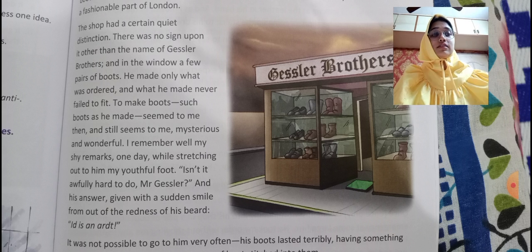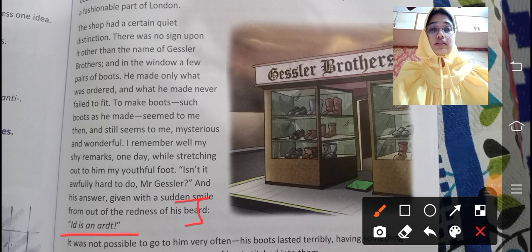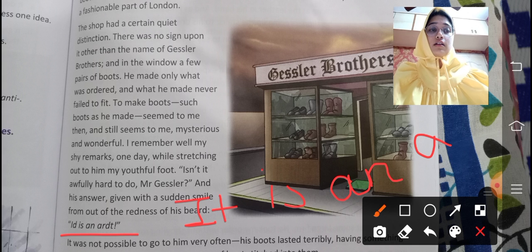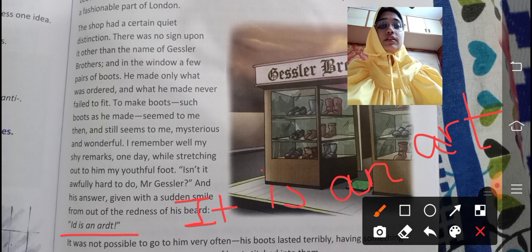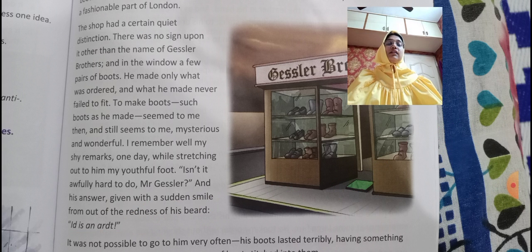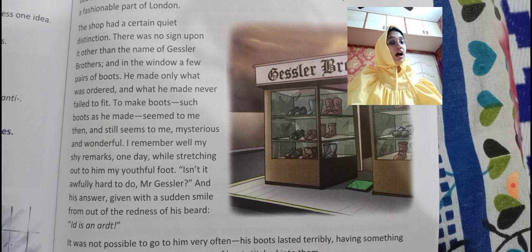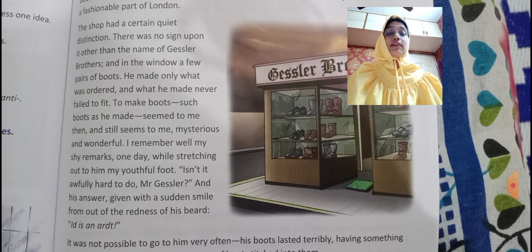Okay, this is written in a different language. It is being written, this is an art. It's in the Russian language, correct? So the author says, isn't it hard for you to do, Mr. Gessler? Then he answered with a sudden smile from out of the redness of his beard that it is an art to make such fine quality boots.